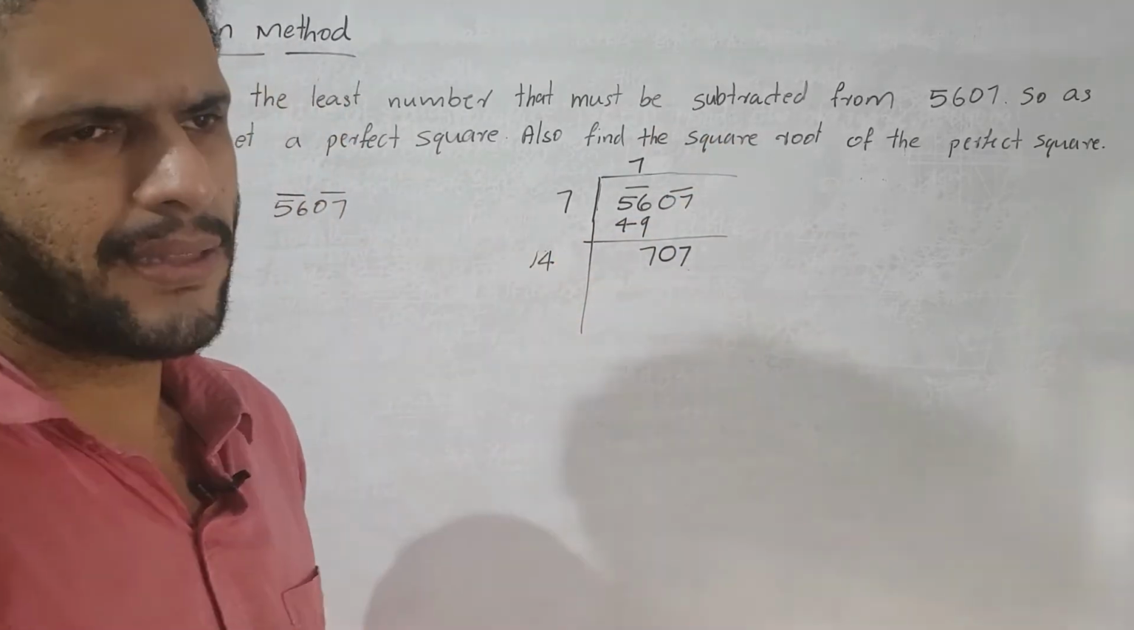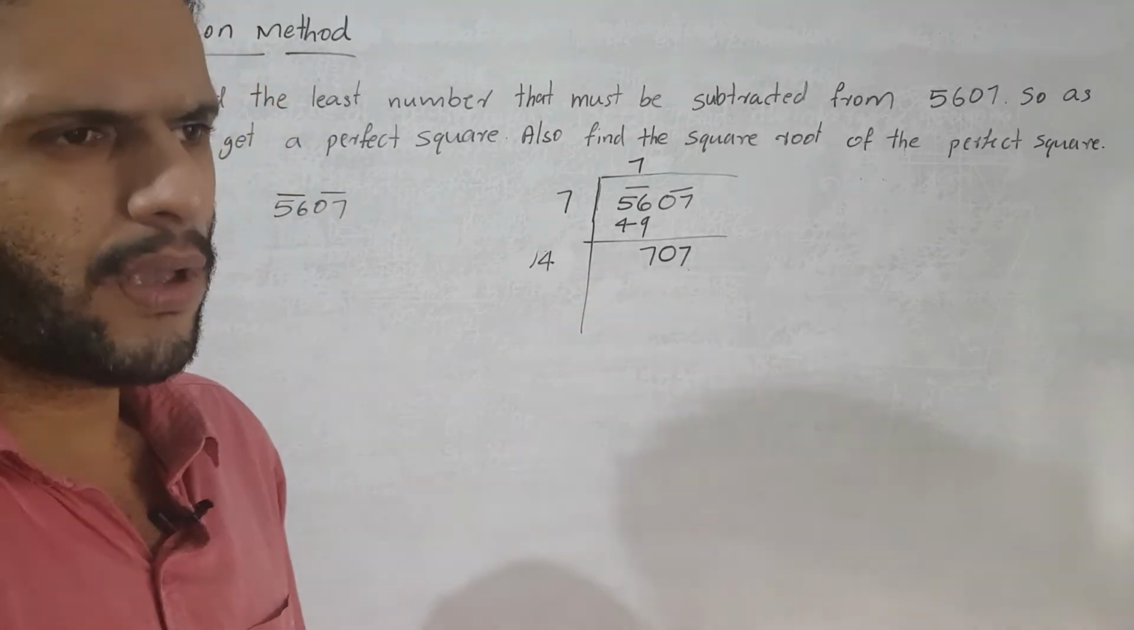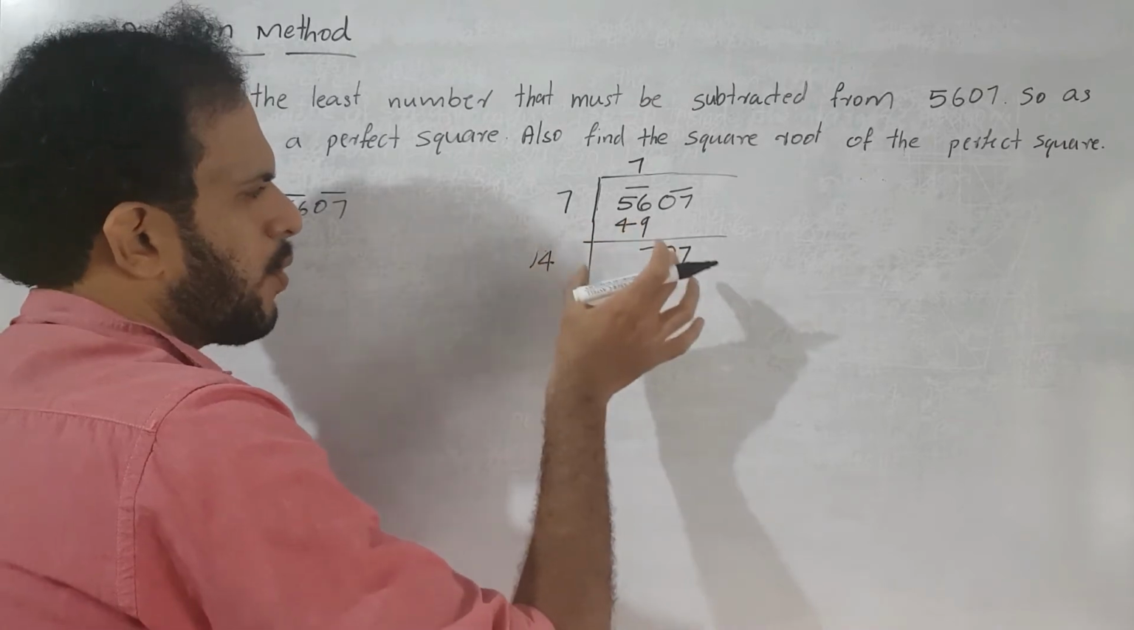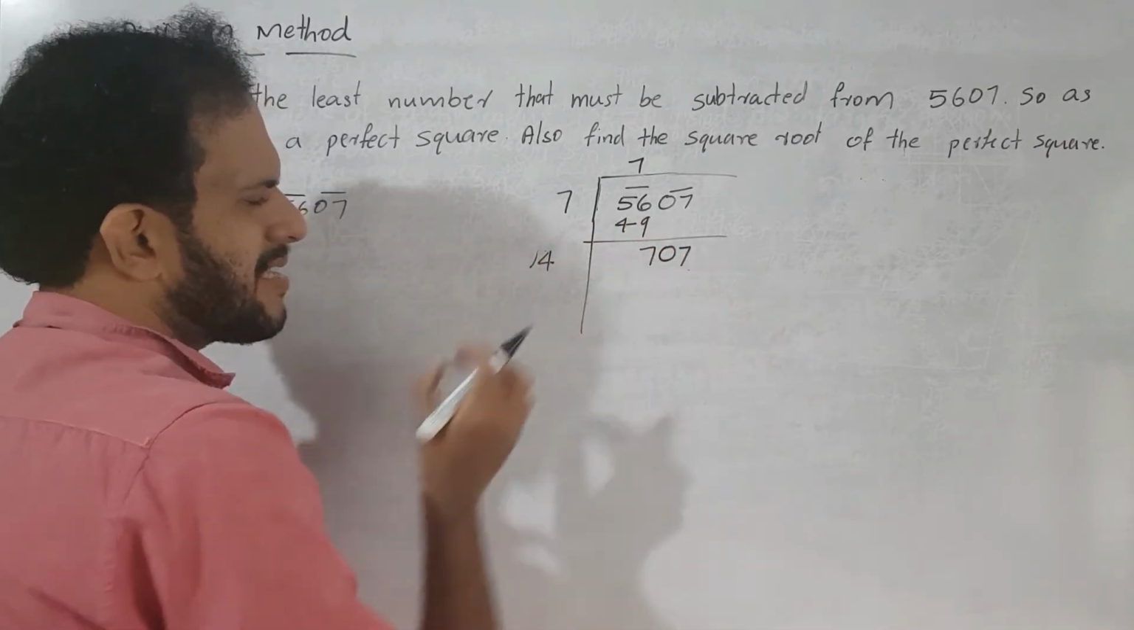7. Why does it happen like that? Because it's not a perfect square. Okay, then we think about whose product we get less than 707.